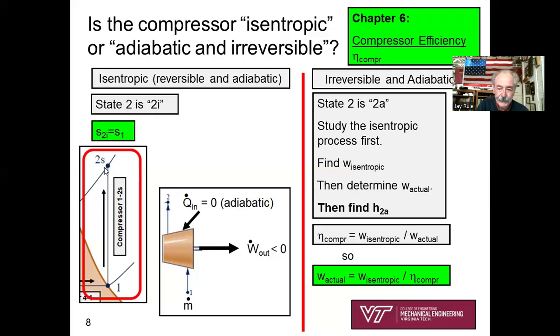So how would I get the properties at state 2I or 2S? Well, I've got the entropy and I've got the pressure. I know my phase is going to be a superheated vapor. I can see that with my eyes. And so I would look up, say, the temperature 2I in the superheated tables, and I would need to interpolate to find that. Similarly, I also need to interpolate to find H2I, the enthalpy.